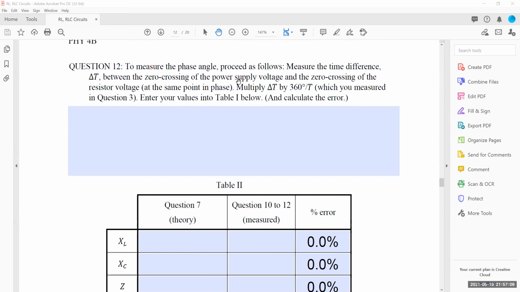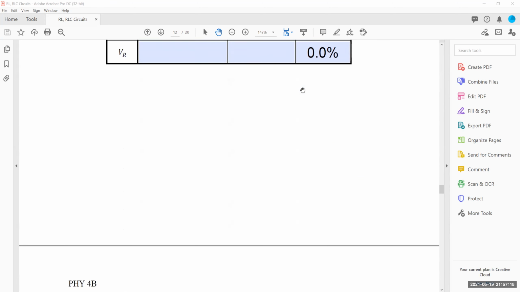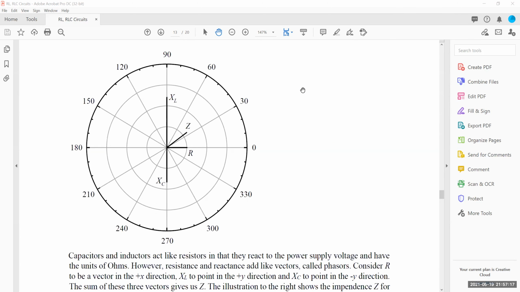And this is basically the whole thing on how to do this. 360 degrees by t, and that's the same point. Okay, once you have found that, you're done with this part. It's a long lab. It's nothing, because it's two labs in one actually.